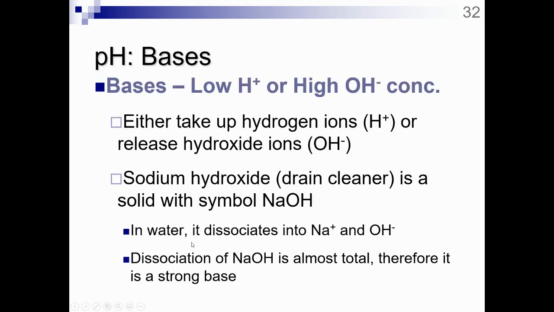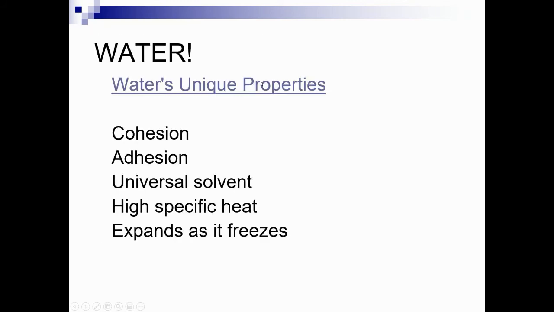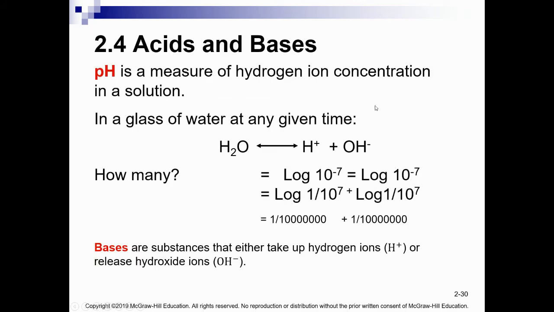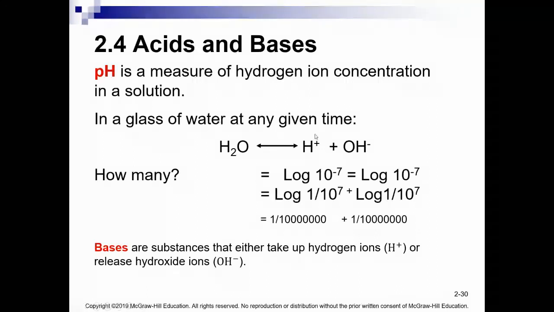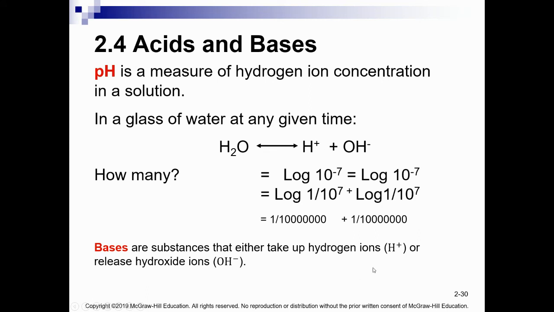So acids are substances that increase hydrogen ion concentration. Bases are substances that either increase the hydroxide ion concentration or remove the hydrogen ions. So acids can either release hydrogen and take up hydroxides, or just release hydrogens.